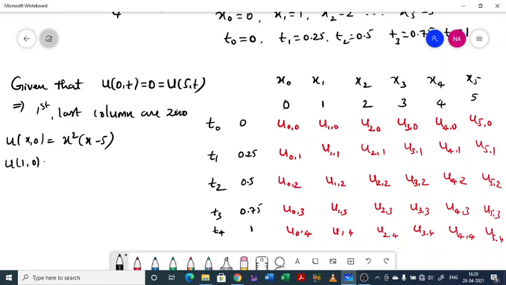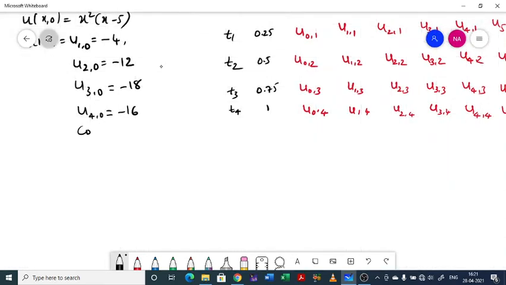So what is u of 1, 0? That is u 1, 0. We have to give the value 1 to x. 1 into 1 minus 5, that is minus 4. u of 2, 0, 4 into minus 3, minus 12. u of 3, 0, 3 square, 9 into minus 2, so minus 18. u of 4, 0, that will be 16 into minus 1, so minus 16. So this completes the first row.